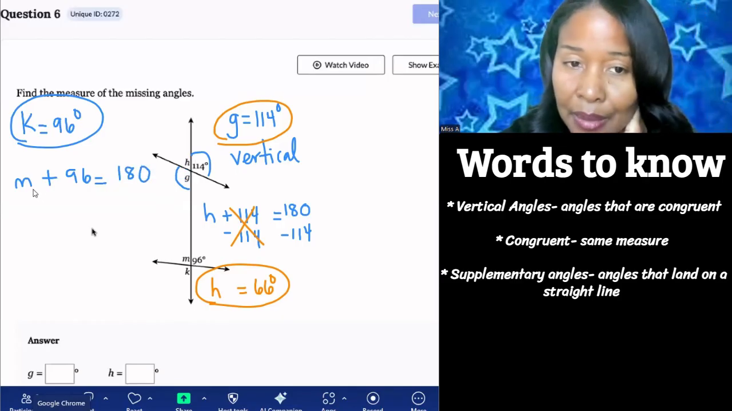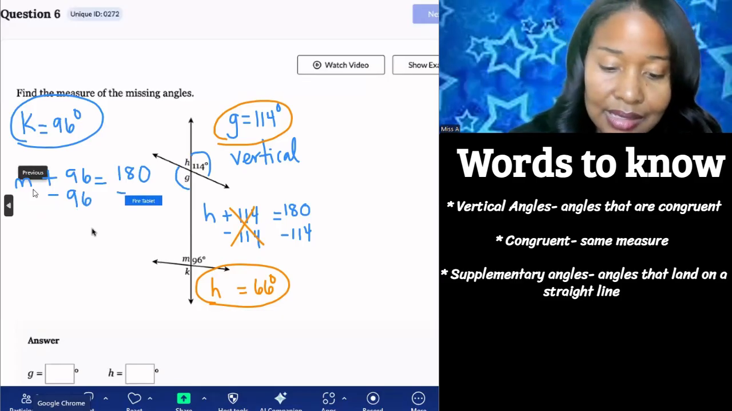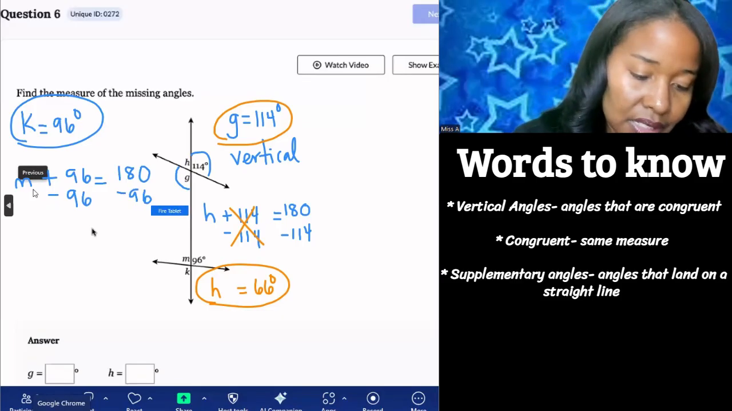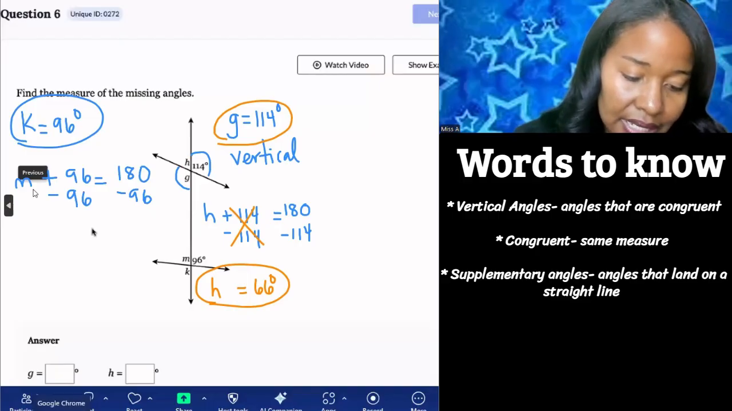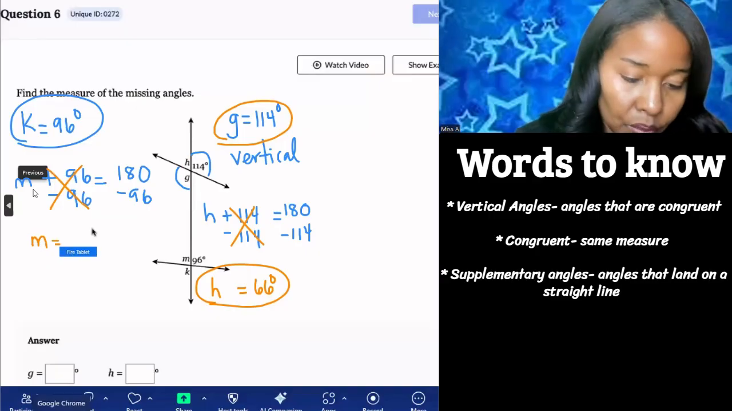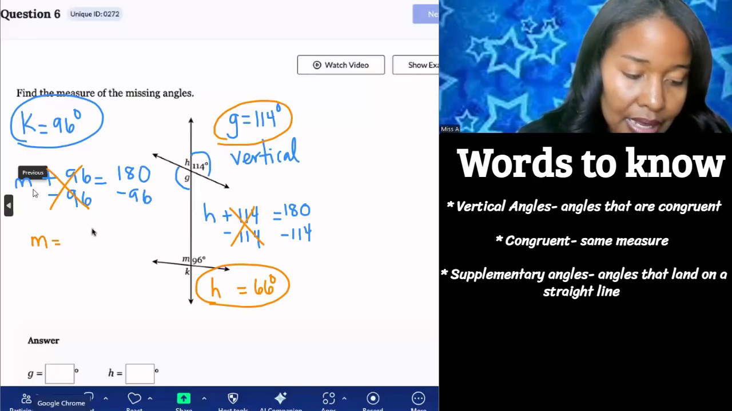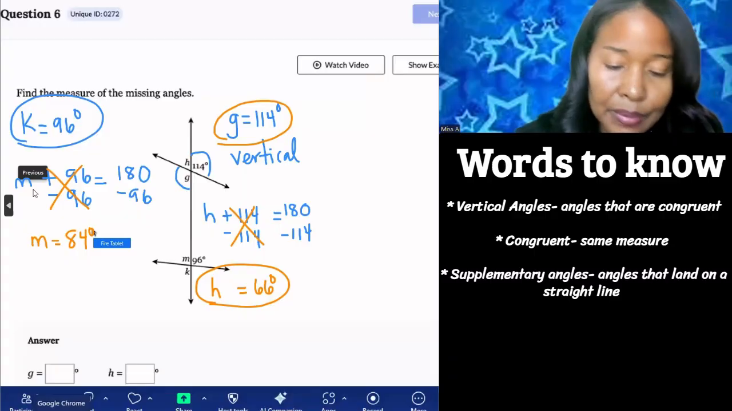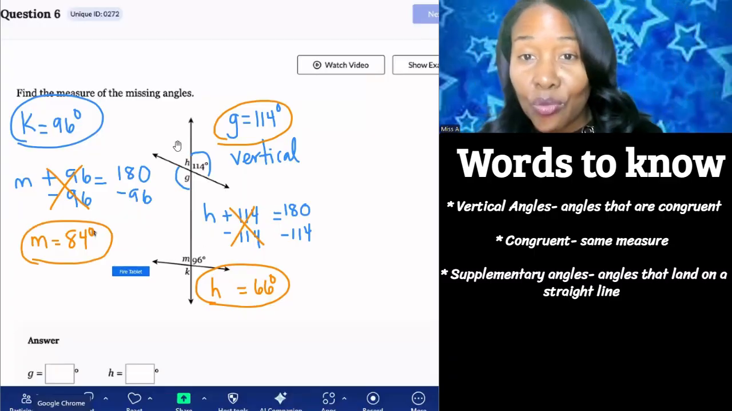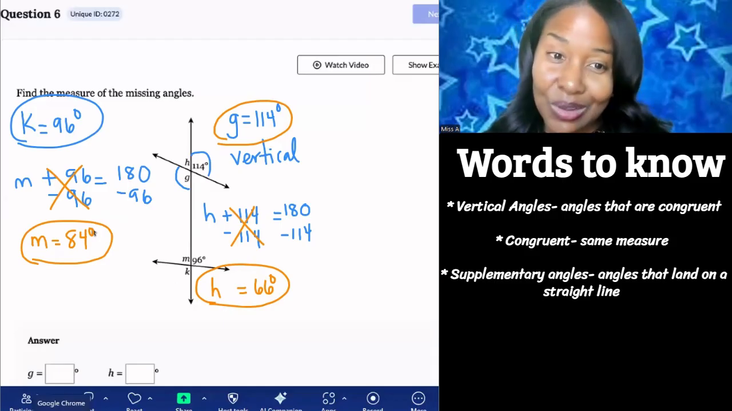Now, of course, to get the M by itself, I have to subtract 96 from both sides. The positive 96 and the negative 96 will cancel each other out. We'll bring down our M, right? And then we're going to just do the math. 180 minus 96 degrees is 84. So the measure of angle M is 84 degrees. So now we have found the measure of all four of these missing angles.